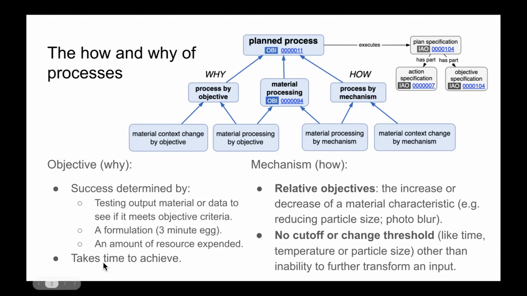Now, if we're looking at a process just by mechanism, the how, its objectives, it has objectives not to be broken, but they're relative often. So the heating of water that increases or decreases a characteristic, reducing a particle size, heating, raising temperature. And there's no cutoff or change threshold. So yes, temperature might be raising in a relative objective, but you haven't said when the process should stop on that condition.